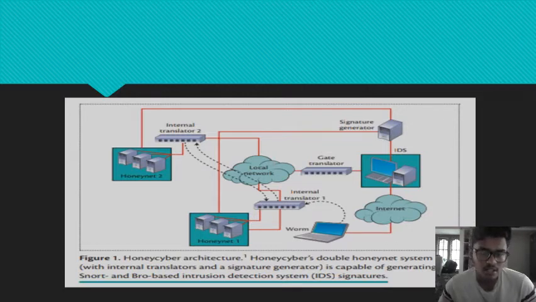Here the internal translator 2 connects to the honeynet 2. First, traffic comes from the local network and goes to the internal translator and connects to the honeynet 1, and the worm, which is a user, will connect to the internet, and the IDs will proceed to the signature generator, and then they are proceeded to honeynet 1 and honeynet 2 through the internal translators. And these IDs can also be translated through the local network to the internal translator, which will be transferred to the honeynet 1.